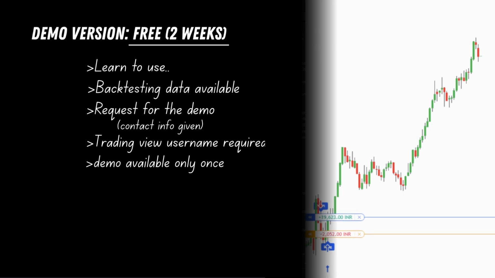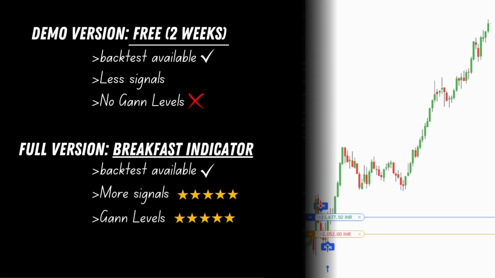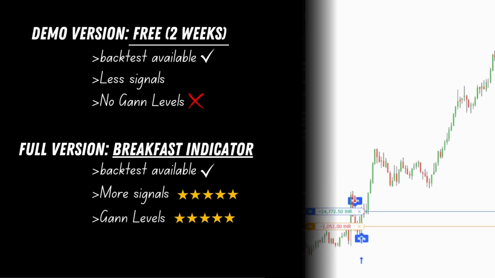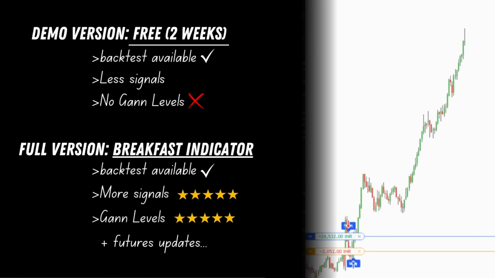Now, very simple. Keep this in mind. The demo version has fewer pressure signals. It does not have GAN levels. Only the full version will have a few more signals, and it will have the GAN levels which I use. All right, this is the difference between your demo and your full version, right? So request the demo, I will give it to you.